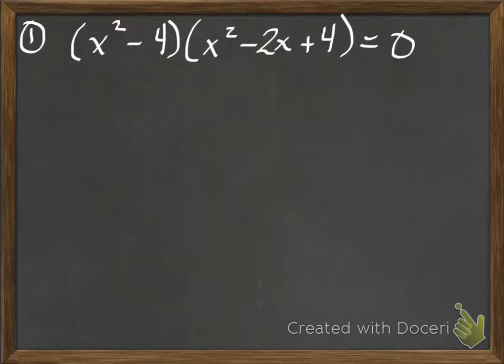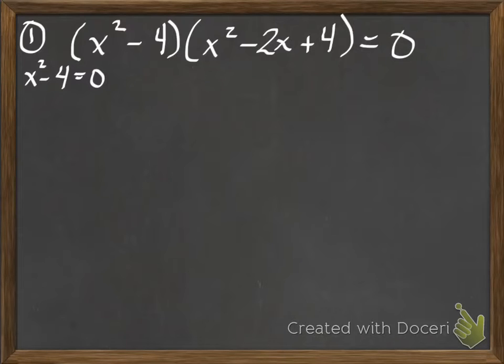So we have x squared minus 4 times x squared minus 2x plus 4. And we are going to be doing a lot of what we did last chapter on solving these. We are going to set each factor equal to 0 and try to solve each factor one at a time. Remember, the factors are what's in the parentheses.